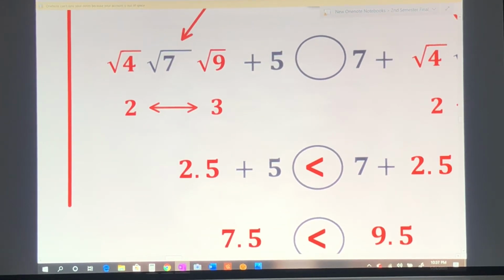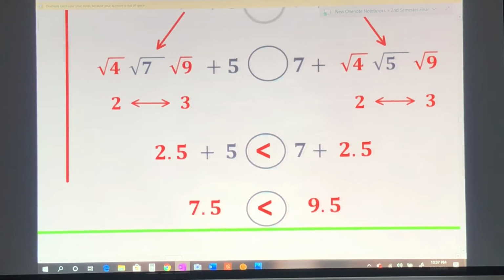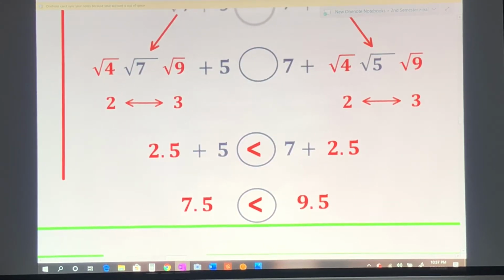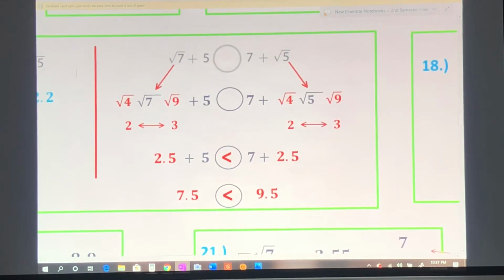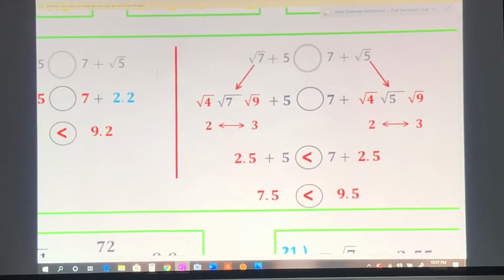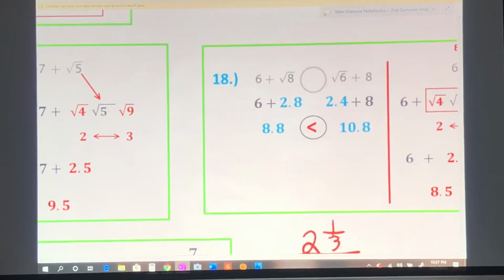You could have done, I don't know if I want to go any more into this and make it any more confusing, but sometimes you have to be really accurate, sometimes you don't. Okay, I don't want to confuse anybody any more than I already did. Let's go to 18.